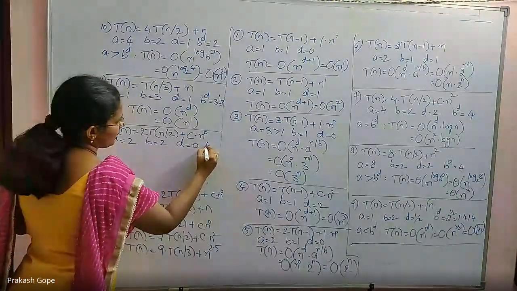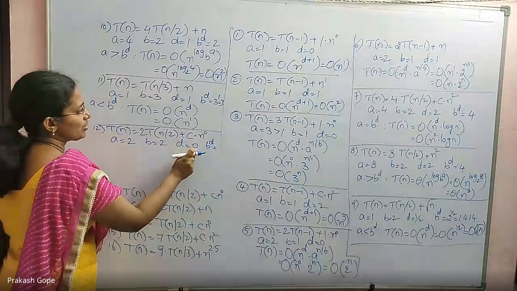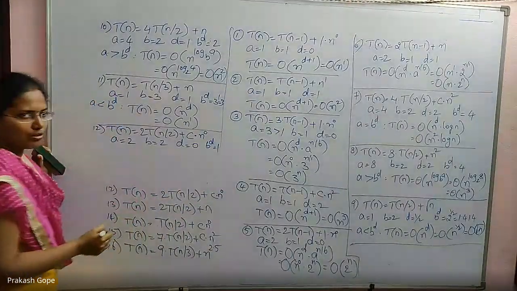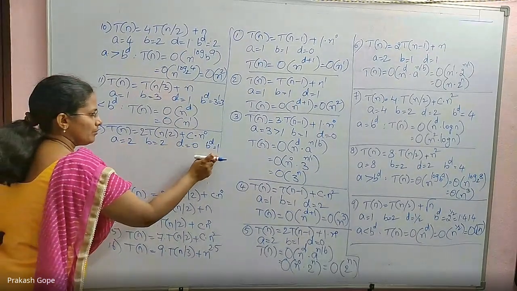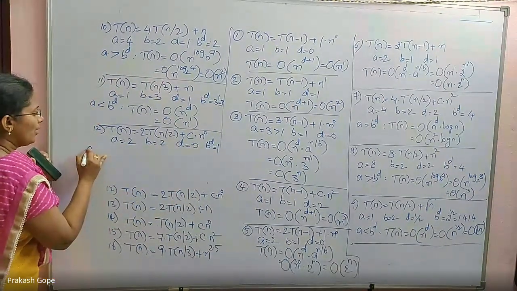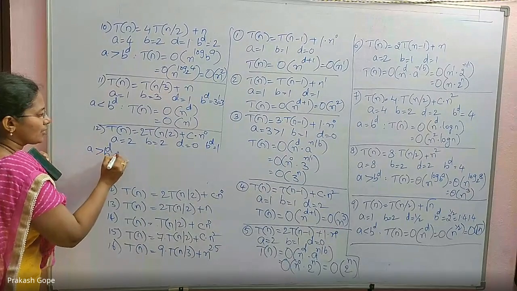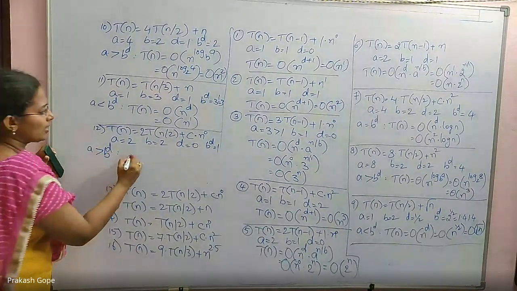What is B power D? 2 power 0. Anything power 0 is 1. So 2 power 0 is 1. A is 2, B power D is 1. So A is greater than B power D case.